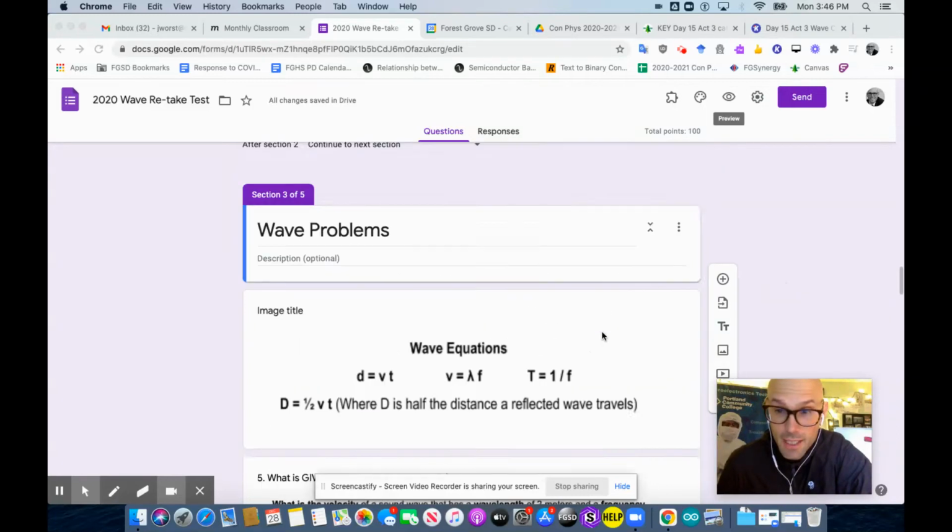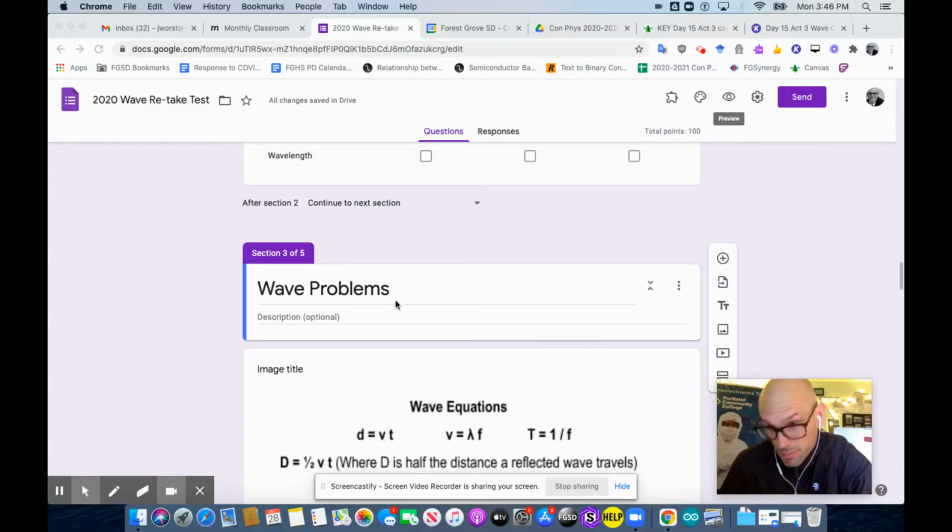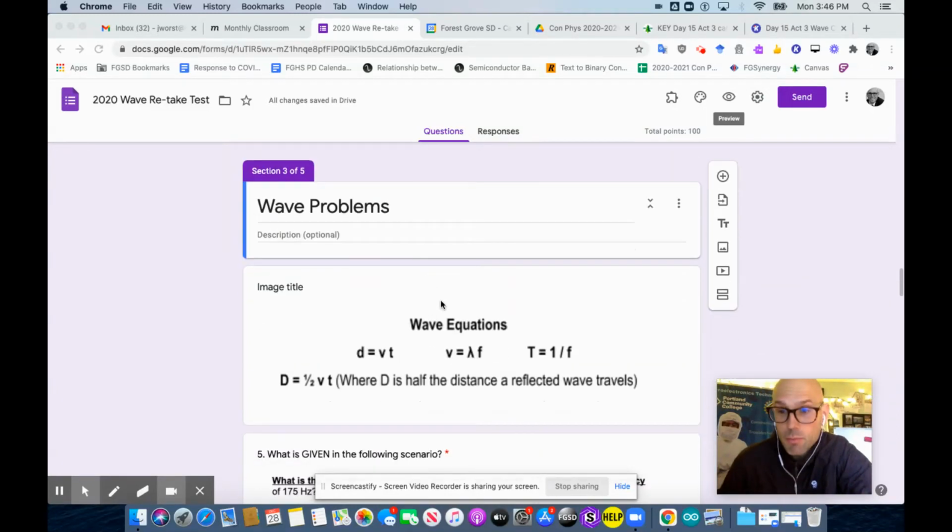Hey, next part, wave problems. So we have some wave equations here. Distance equals velocity times time. Velocity equals wavelength times frequency. That weird thing is lambda. It's a Greek letter that looks kind of like a person bent over, okay? Lambda. So V equals lambda times F.